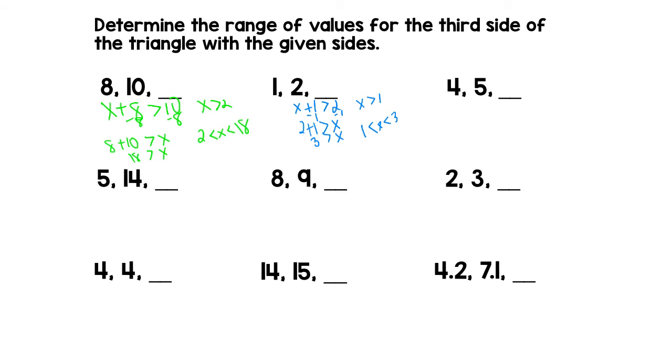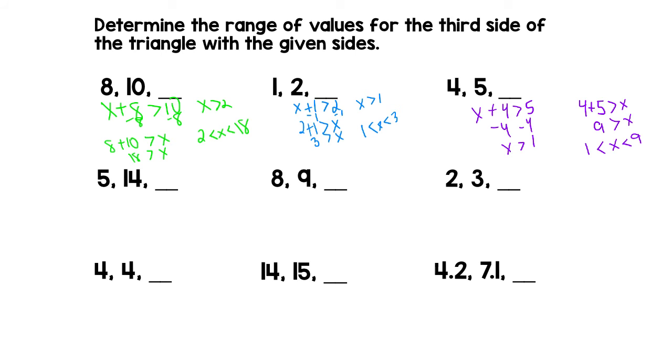Getting the drift. So again, we're going to do x plus the smaller number is greater than the bigger number, and the little number plus the big number is greater than x. So we solve here, subtract 4, and we get x is greater than 1. Add here, 9 is greater than x. We flip it around and we get 1 less than x less than 9.